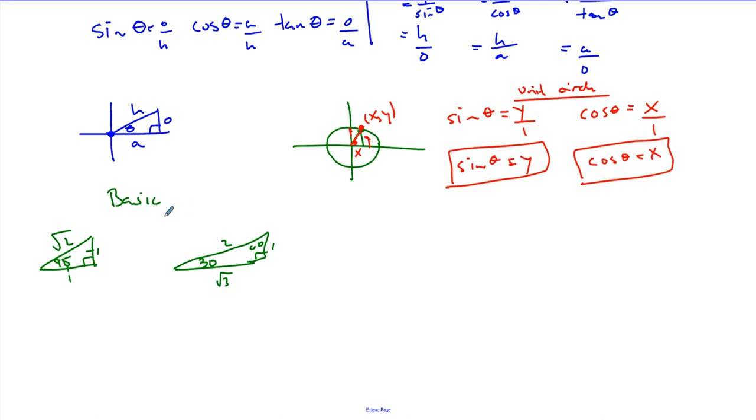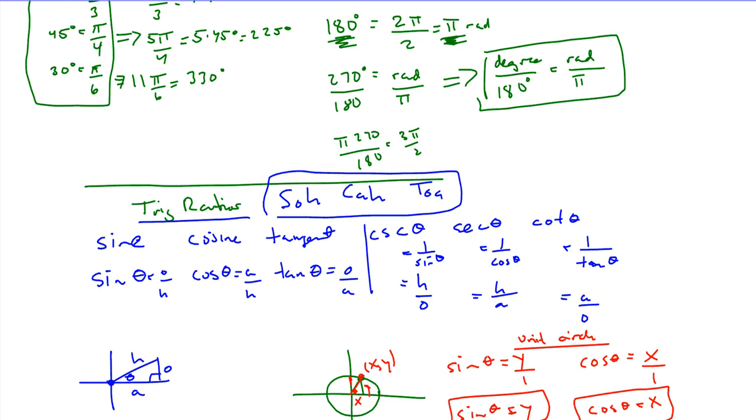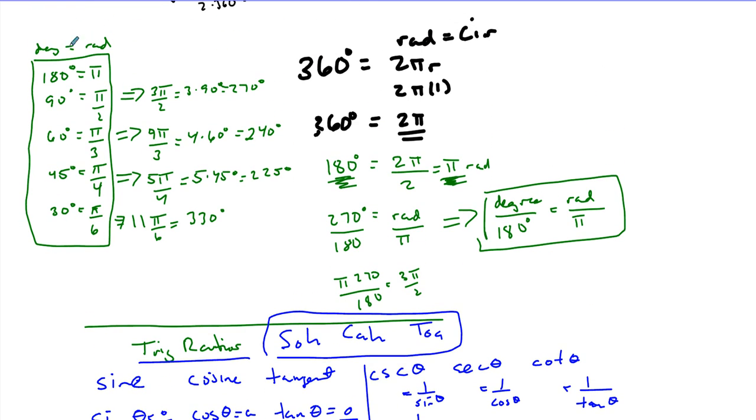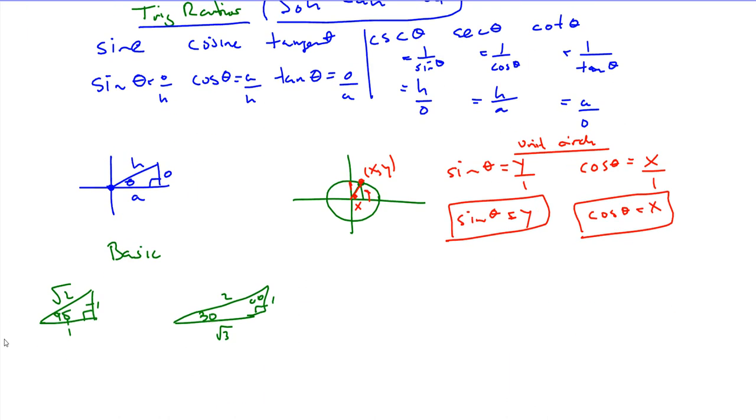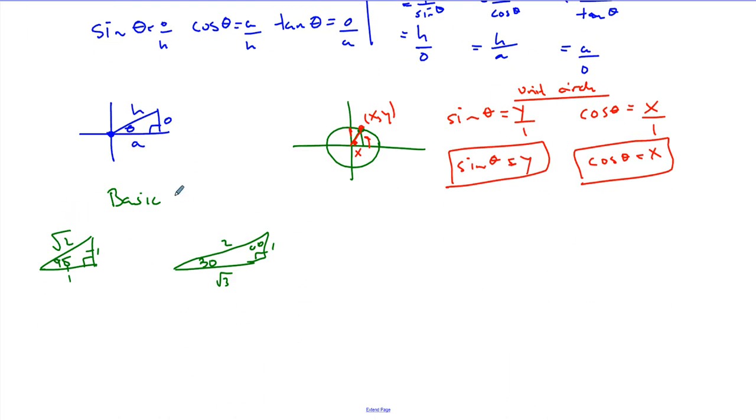Now, why am I using this? Because 45 and 30-60-90 are all the basic ones that we know from our radians, and all multiples of those are also going to be a part of our traditional basic ratios.